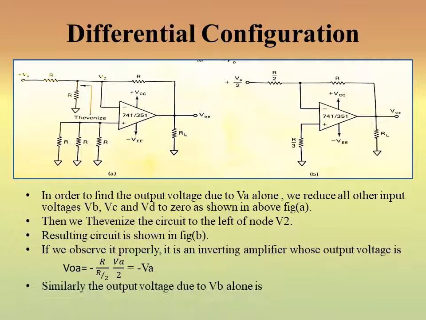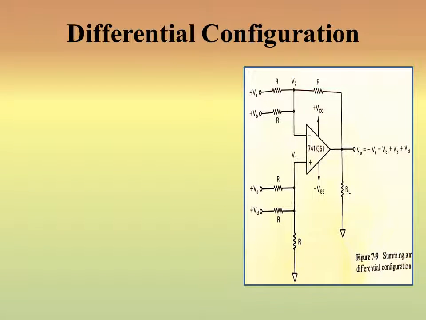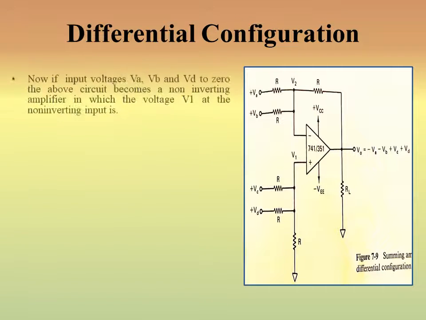In the same manner we can calculate for VB, and it also comes out to be VOB is equal to minus VB, because it has the same conditions as the VA voltage. Now we will calculate for VC and VD in the next slide. For this we have again taken the previous figure. Here we have already calculated the output voltages due to VA and VB, and now we will calculate the output voltage due to VC and VD.